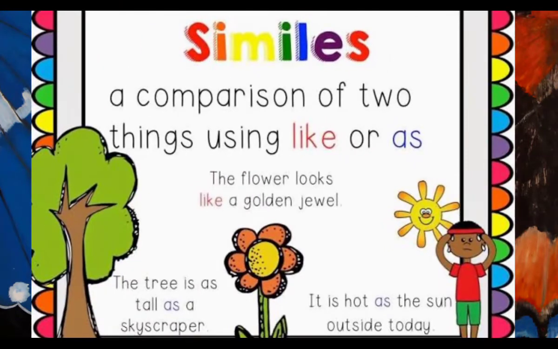Simile is a comparison of two things with the use of like and as. Example, the flower looks like a golden jewel. The tree is as tall as a skyscraper. Two things are being compared in each sentence and we use like or as.